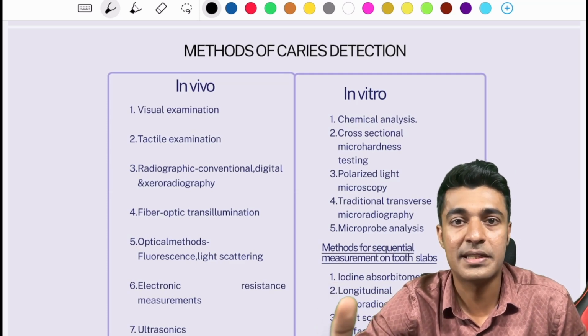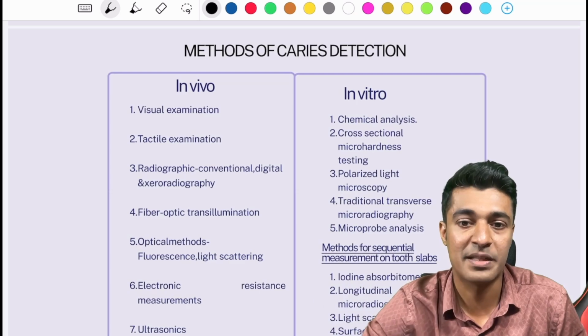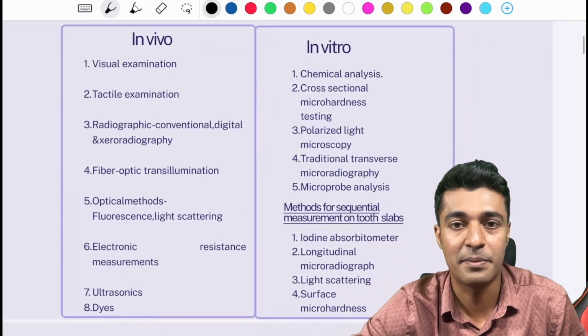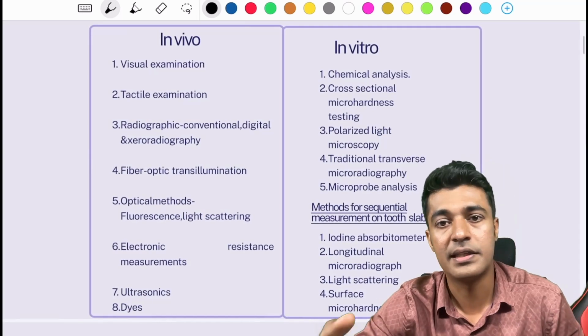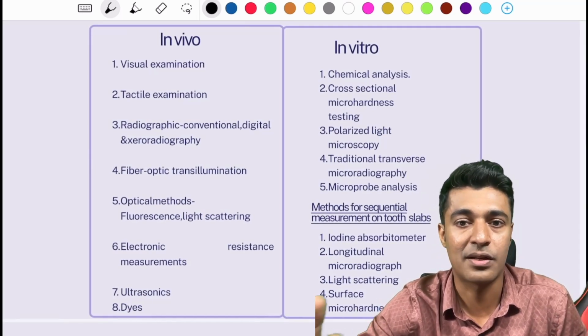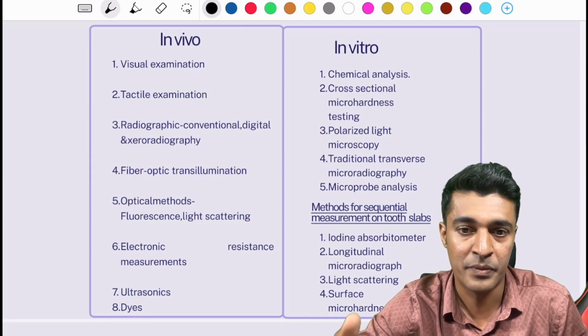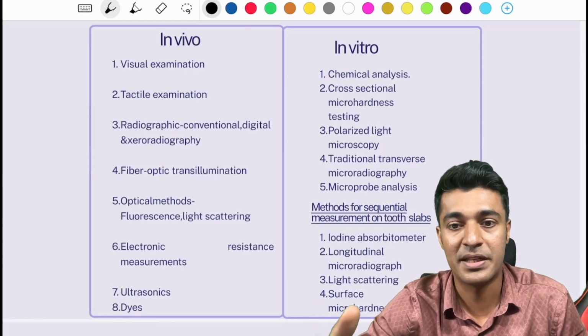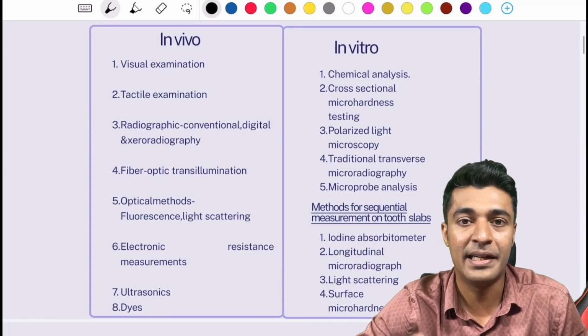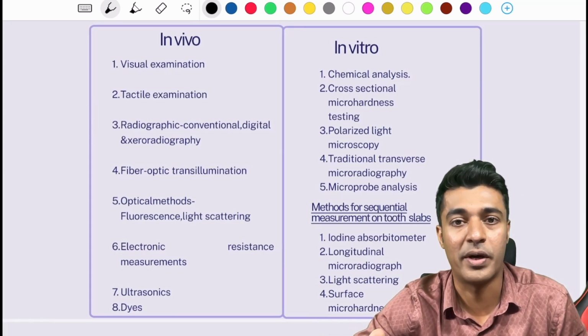The in vitro methods are classified into single tooth measurements and methods for sequential measurement on tooth slabs. Under single tooth measurement comes chemical analysis, cross-sectional microhardness, etc. Methods for sequential measurement on tooth slabs include iodine absorbitometer, longitudinal microradiograph, etc.